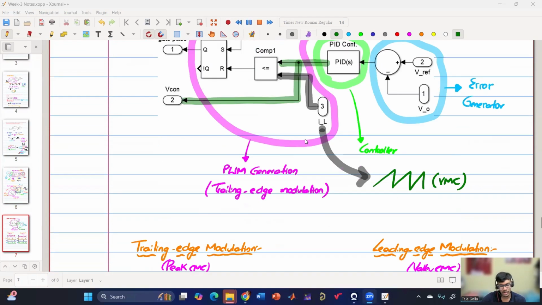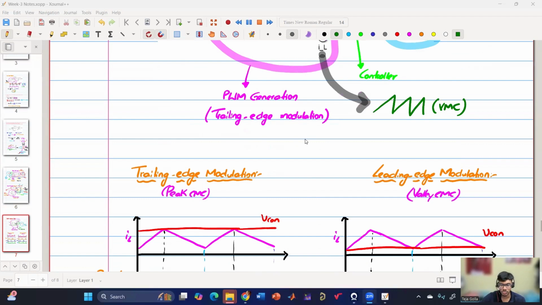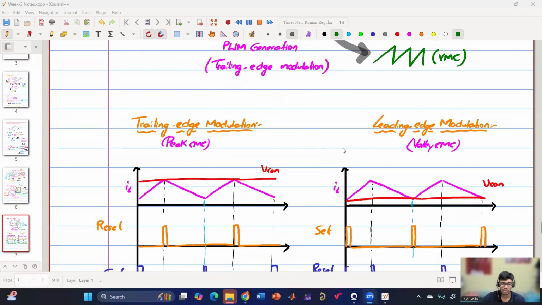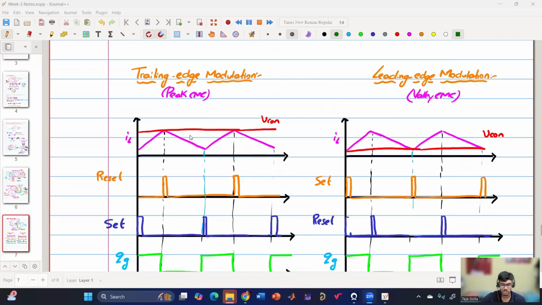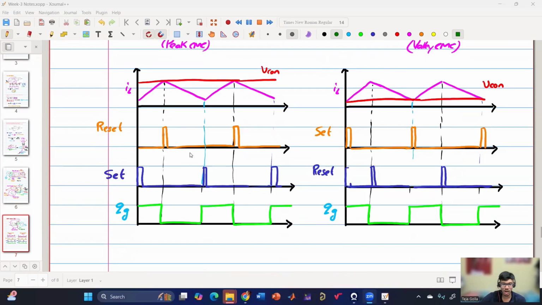And then trailing edge and leading edge modulation of voltage mode control were already discussed in the past week. So in this week, we have discussed current mode control, which is also called peak current mode control as well as valley current mode control, because the control voltage is peak in one case and valley in the other. And we have seen how set pulse and reset pulses are generated, and then how they are used to generate the gate pulse.